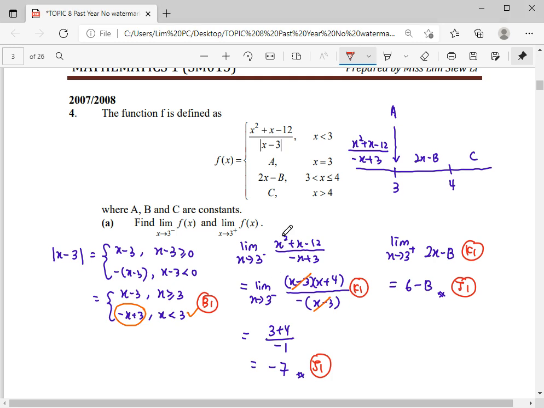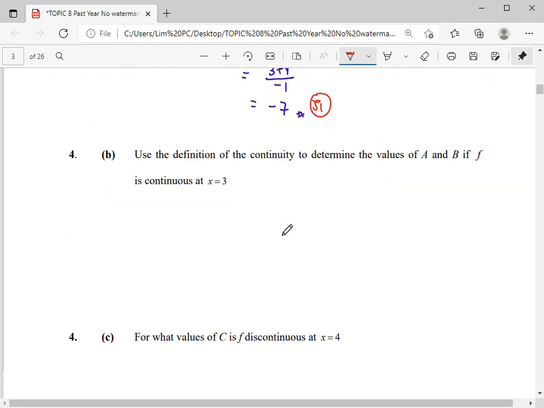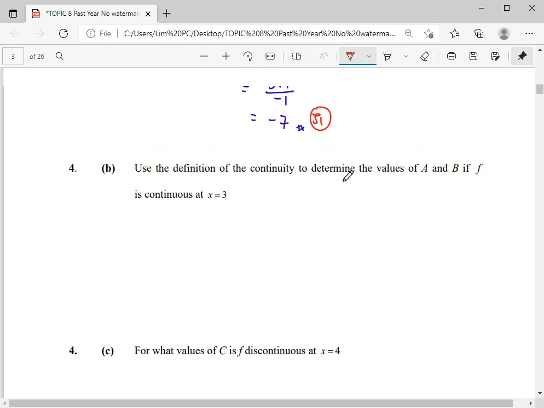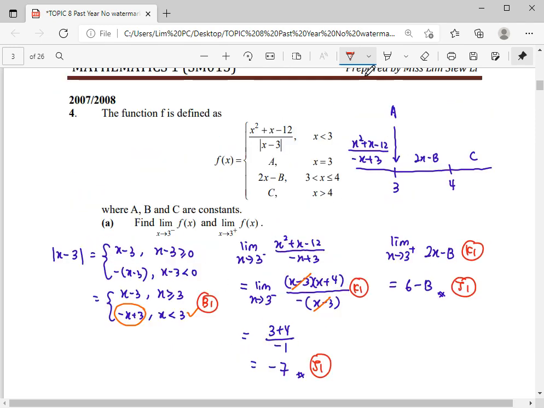We continue to part B. So what the question asks us here is to use the definition of continuity, meaning the 3 conditions, to determine the values of a and b if the function is continuous at x equals to 3. So it is continuous here.